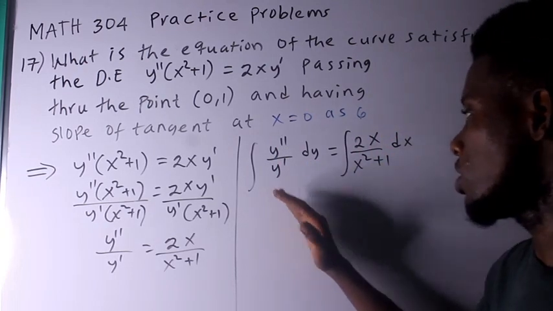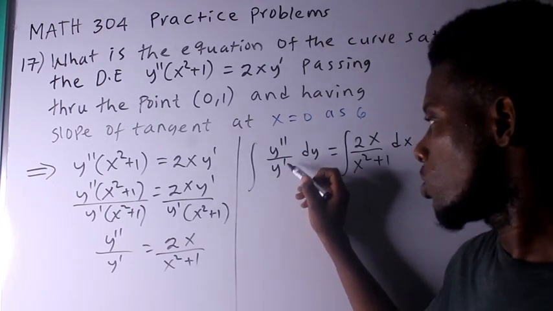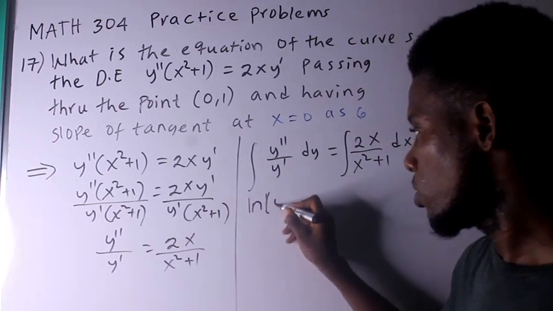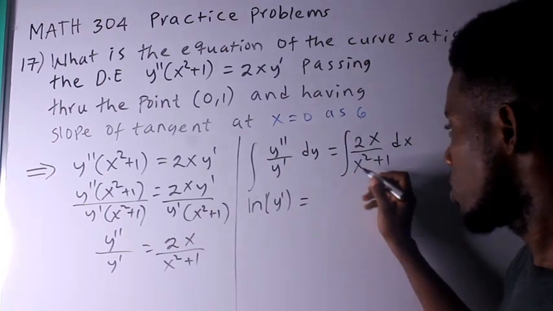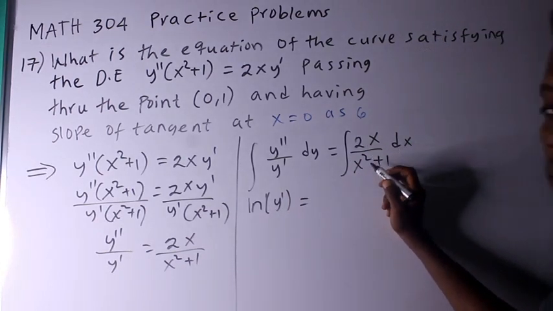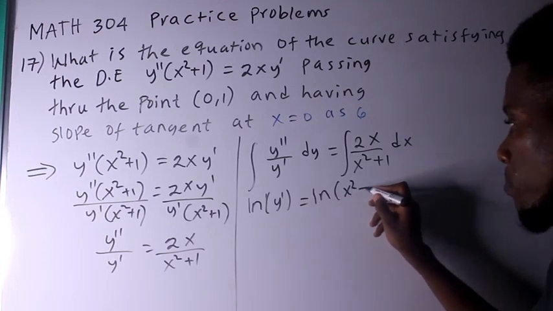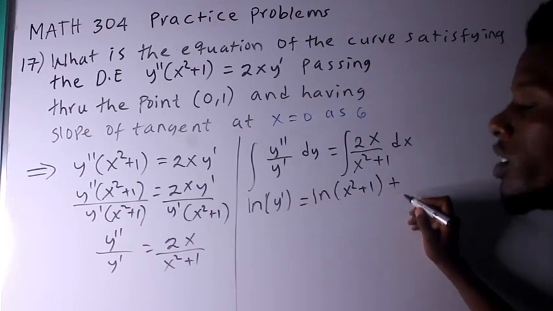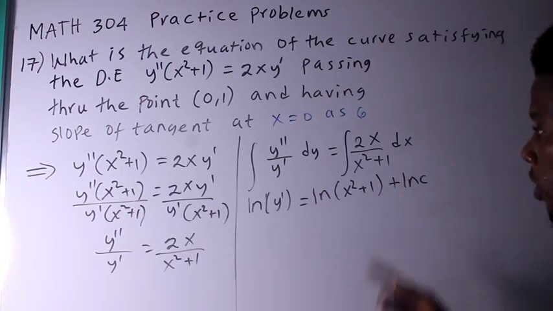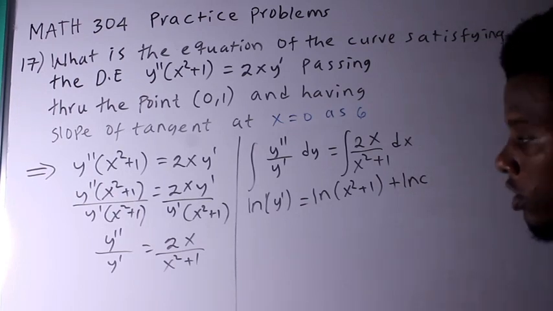Once we've done this, the next thing to do is to realize that this is the derivative of a function. If we differentiate y', we get y''. So this is the ln of y'. So the ln of y' equals, since if we differentiate x squared plus 1 we have 2x dx, the ln of x squared plus 1 plus a constant c. That constant I can rewrite as the ln of c, because the ln of a constant is just a constant.